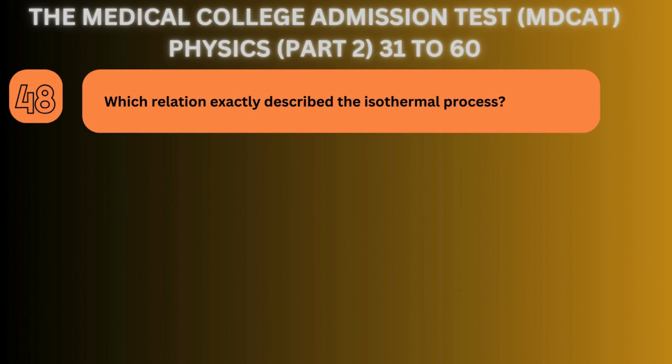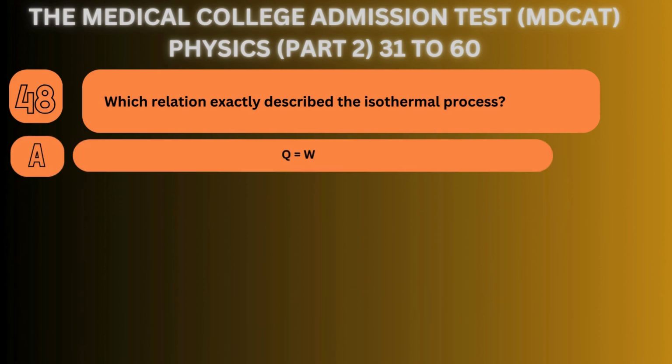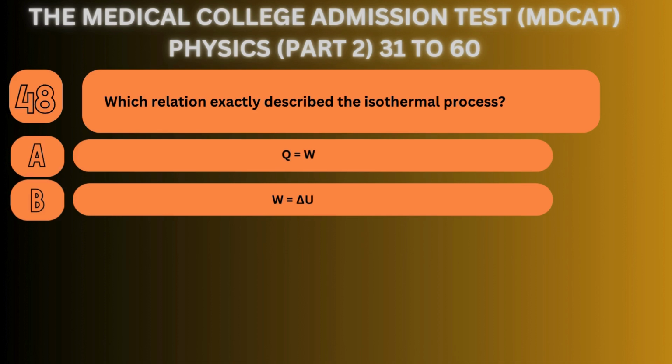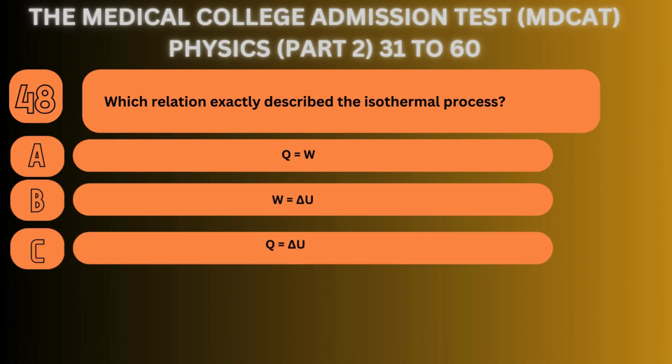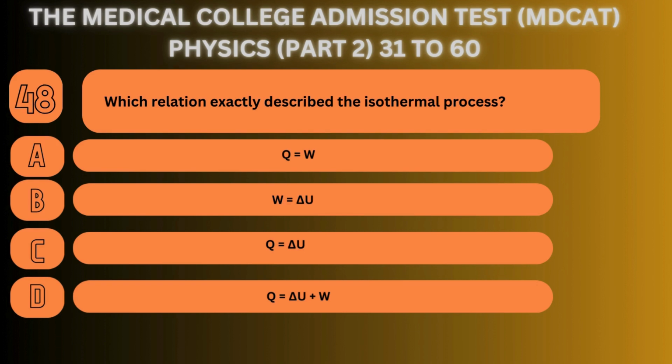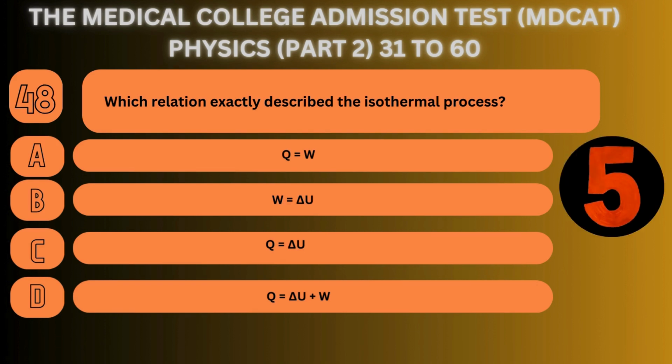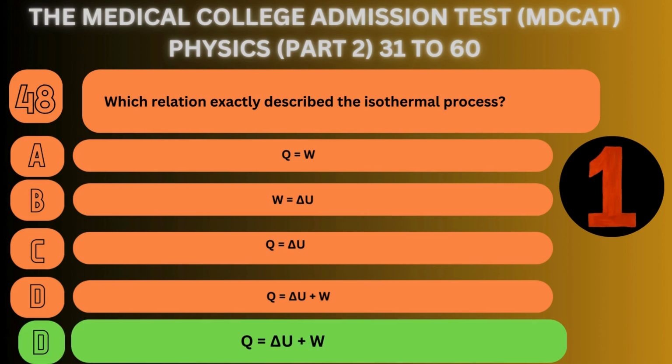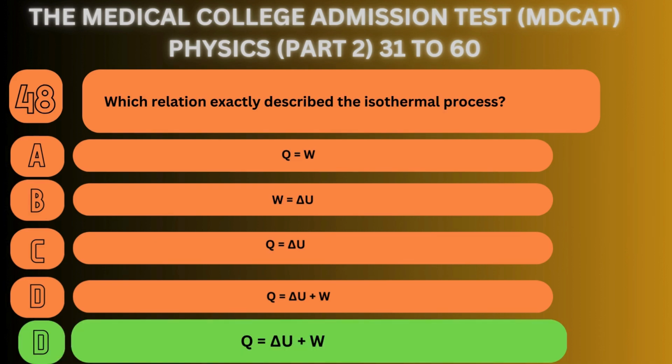Question number 48. Which relation exactly describes the isothermal process? Option A, Q equals W. Option B, W equals delta U. Option C, Q equals delta U. Option D, Q equals delta U plus W. 5, 4, 3, 2, 1. Correct option is D, Q equals delta U plus W.